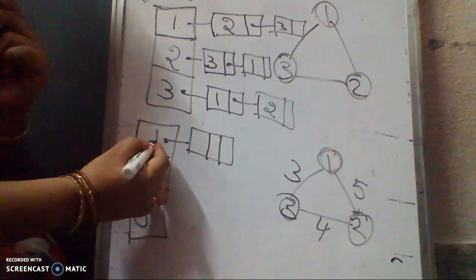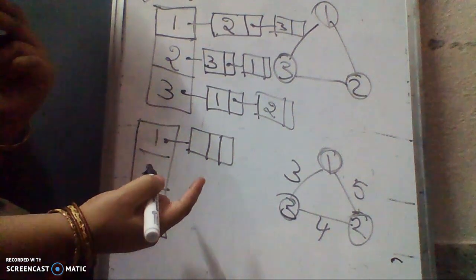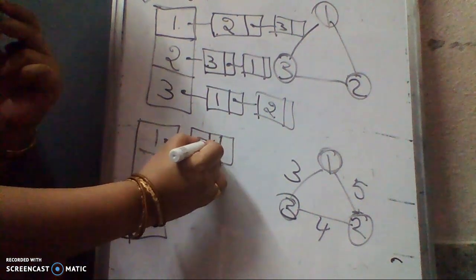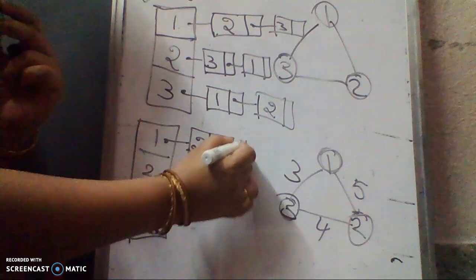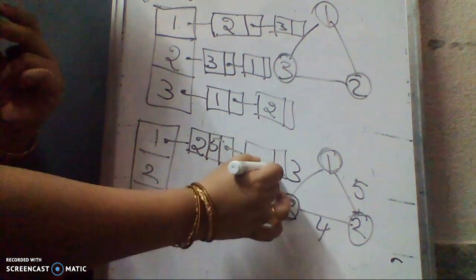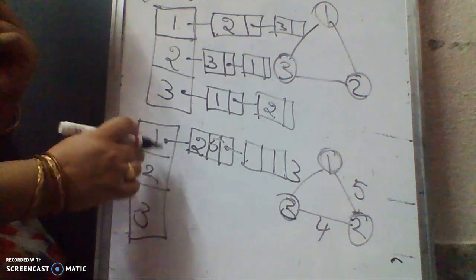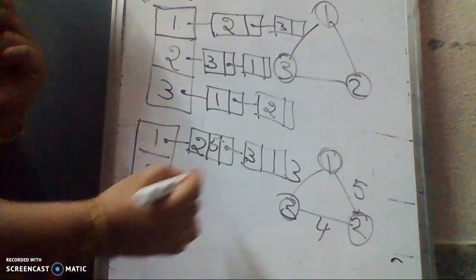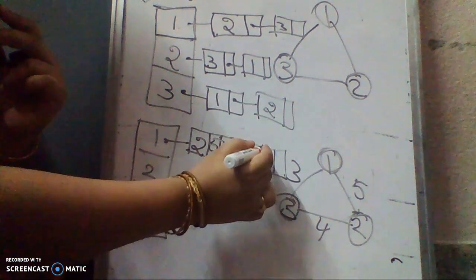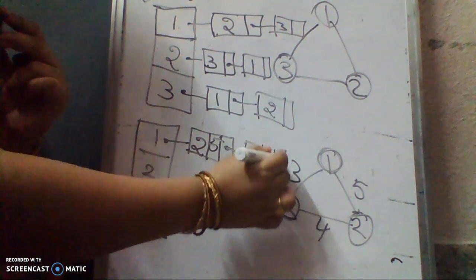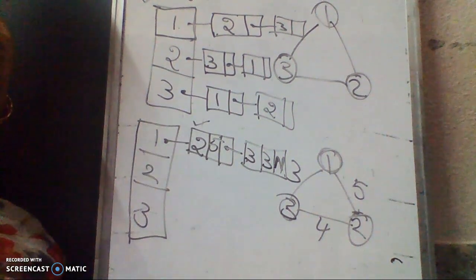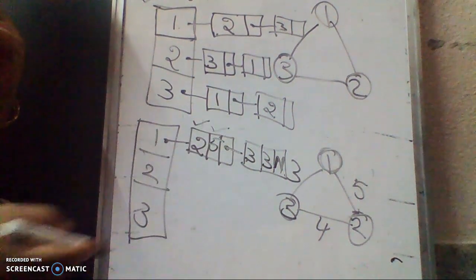Vertex 1 has two adjacents, 2 and 3. The edge to vertex 2 has weight 5. Next create another node, which is 3. Vertex 3 is adjacent to 1 with edge weight 3. Then null. So here we are specifying the vertex number and also the edge weight.